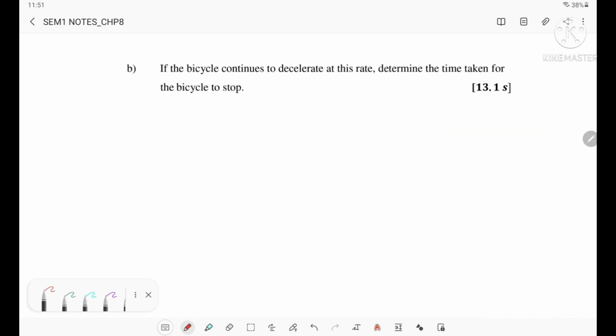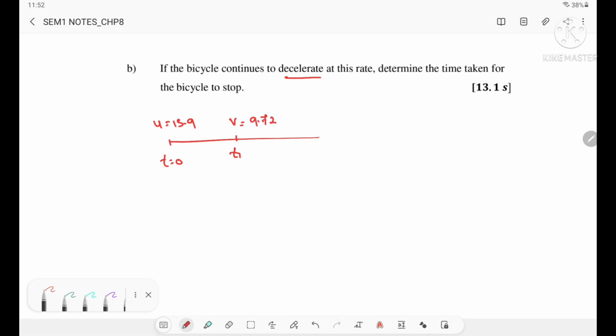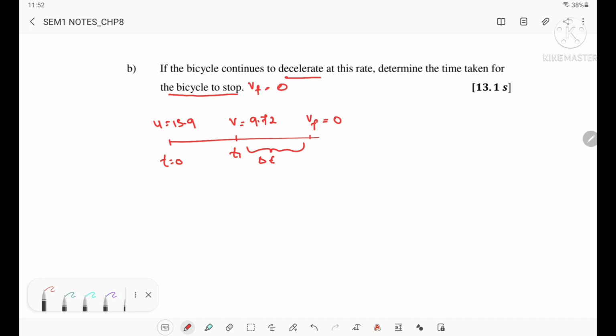Next, question B: if the bicycle continues to decelerate at this rate, determine the time taken for the bicycle to stop. For the first question, at T0, u equals 13.9 meter per second, and at T1, the final velocity, we have 9.72 meter per second. So for this question, it needs to continue to decelerate, which means you need to calculate the extra time. The extra time needed from the velocity 9.72 to final velocity equal to 0, because taken for the bicycle to stop means that the final velocity is equal to 0.